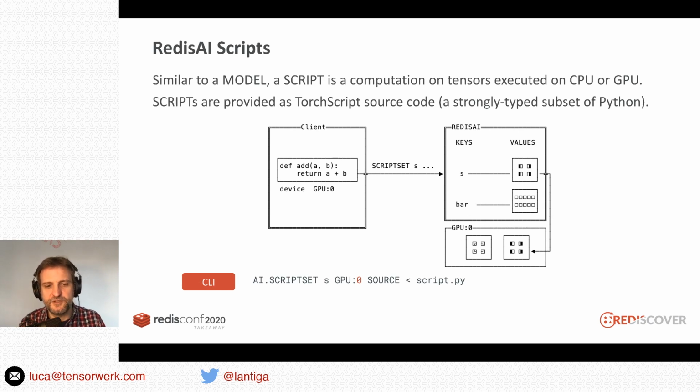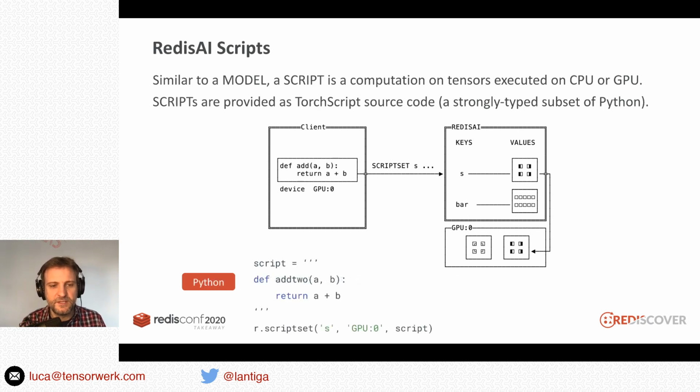This is how you set a script. And this is how you set a script in Python. You have a function add2 that adds a and b, which are tensors. And so you return a plus b. And this computation can be set using script set at the key s to be executed on GPU 0.